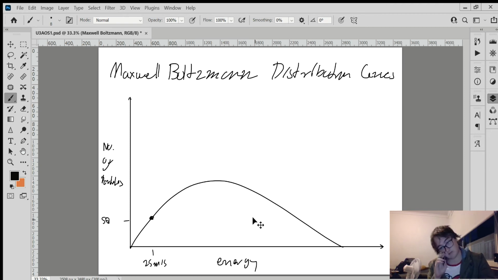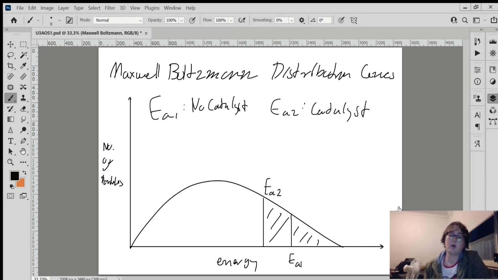Now, I don't want to spend a lot of time on this, considering Miss has said she probably won't be putting distribution curves on the test, but it is good to know a few things about it. For one, you can draw from a certain point on in this graph, the particles will have enough energy to react. So from this point on, if particles collide, they can react. But you can notice here, there's another one. The activation energy 2 is with a catalyst.